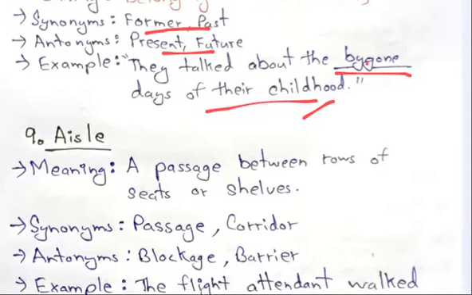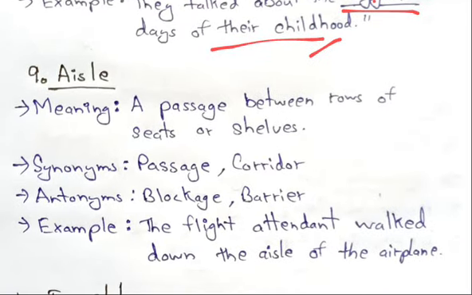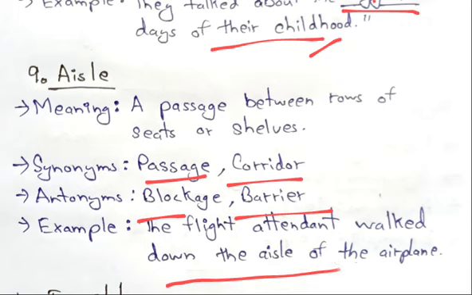Next one is aisle, meaning a passage between rows of seats or shelves, यानी गलियारा. Synonym इसका है passage and corridor. Antonym blockage, barrier. We can use this as the flight attendant walked down the aisles of the airplane.